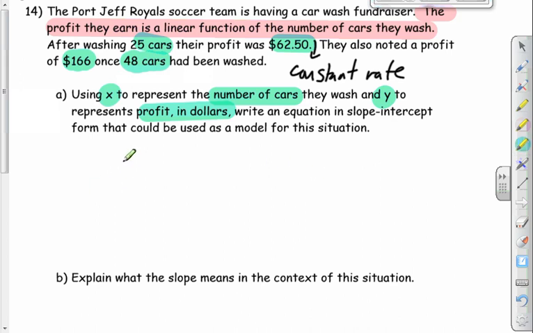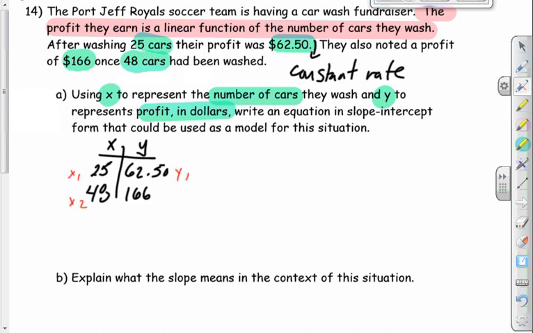So one way to start this may be to go to an old trusty T-chart, perhaps. This certainly isn't the only way, but if we know X is number of cars and Y is the profit, we can fill in that we know 25 cars gave a profit of $62.50, and 48 cars yielded a profit of $166. So essentially what we have here are two sets of ordered pairs, and we can identify them as X1, Y1 and X2, Y2.